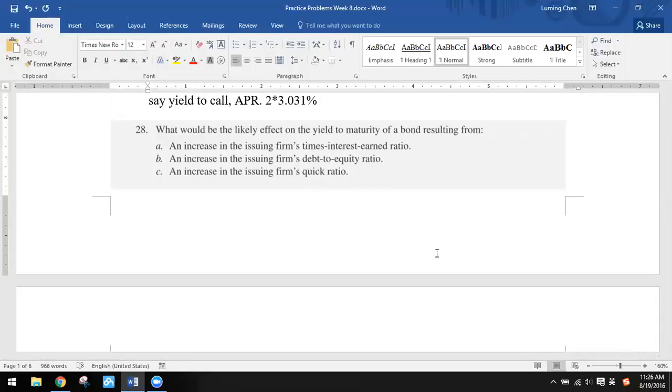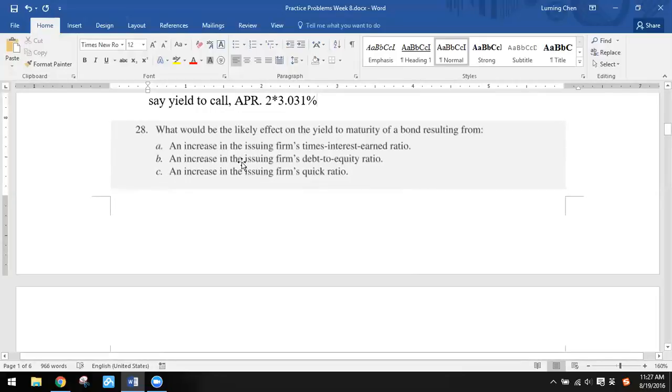A, an increase in the issuing firm's times interest earned ratio? So the times interest earned ratio is the earnings over the interest the company should pay. So if the ratio rises, then the default risk decreases. So the yield to maturity must decrease because the default risk decreases.